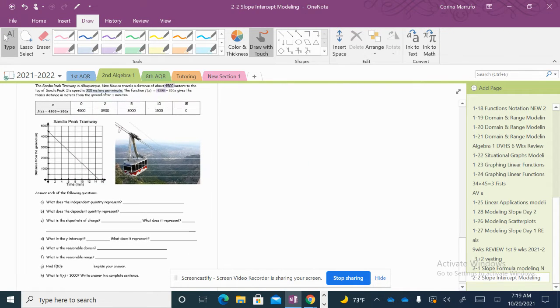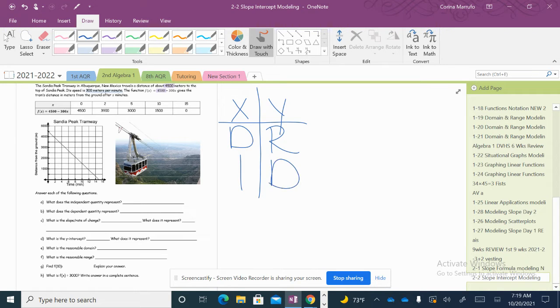So it says, what does an independent quantity represent? Here we have x and y. So x and y, they went to the doctor. And when they went to the doctor, they needed their ID. So that's what you need to remember. Now x stands for domain. The I stands for independent. That's our independent variable, because it doesn't depend on anybody. Our R is our range, which is our y values. And D stands for dependent.